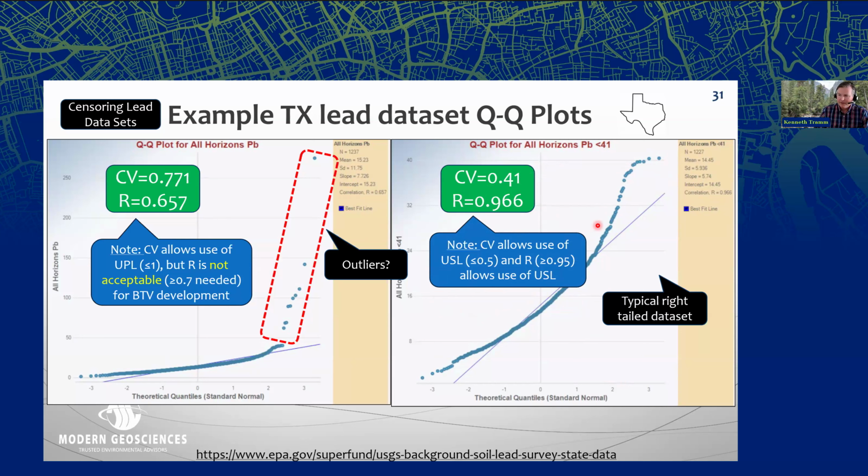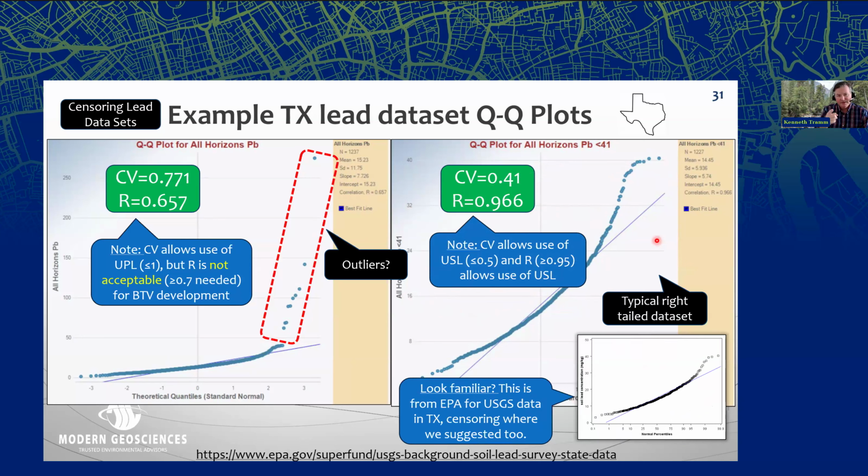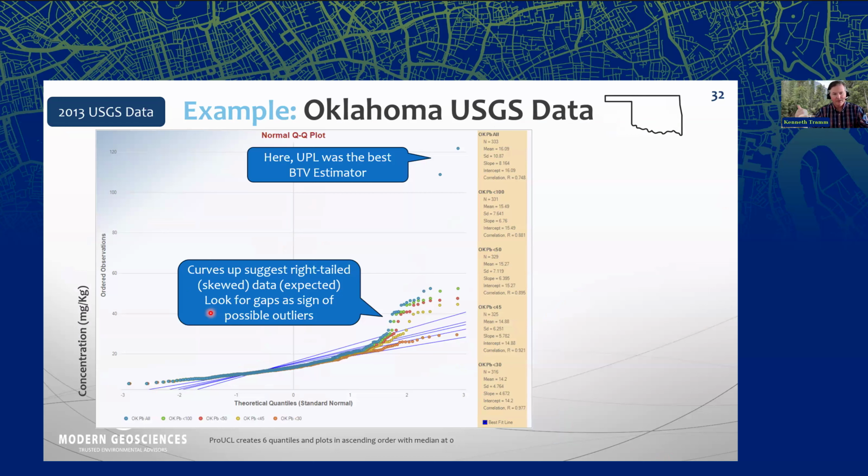And if you're curious about EPA's opinion on outliers, if you Googled, a lot of Googling requests from me today, lead background EPA, you'll find on their website lists for different states. And if you clicked on Texas, you'll see the full data set, and they've actually chosen to censor it at 41 as well. So this is actually theirs. This is their QQ plot that they present. Anyway, that's about censoring so I could get my highest R value to work with. All right, back to Oklahoma.